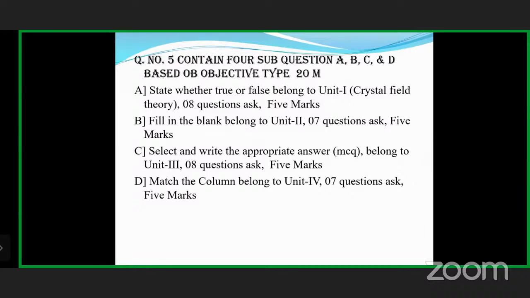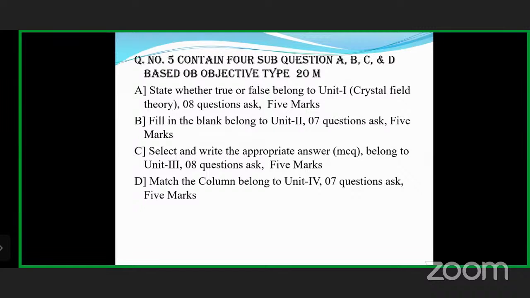Now sub question C, that is select and write the appropriate answer. These are multiple choice questions. You are given the question and four options, and this sub question belongs to unit third. Here a total of 8 questions will be asked and you have to solve any 5. So it means 8 multiple choice sub questions are given and you have to solve any 5, that is 5 marks.